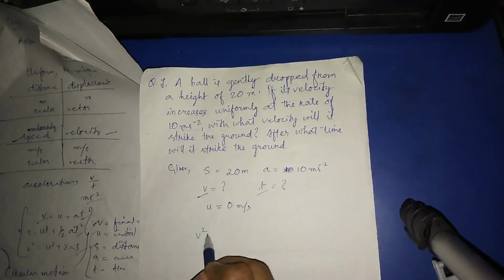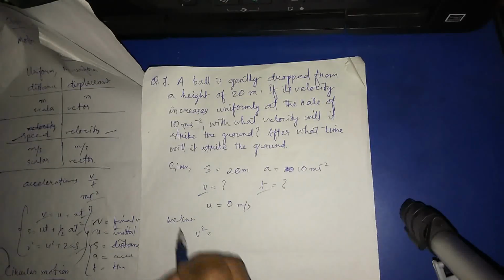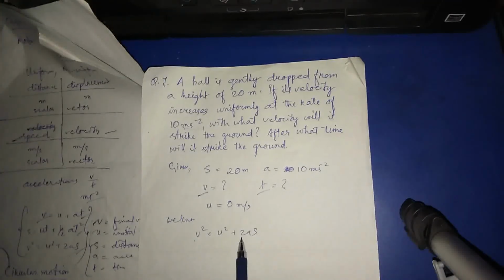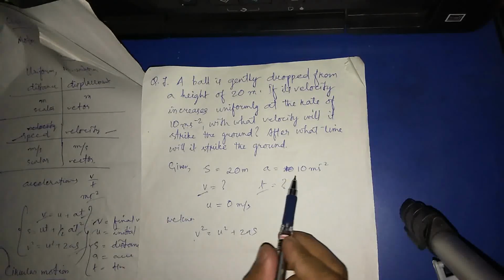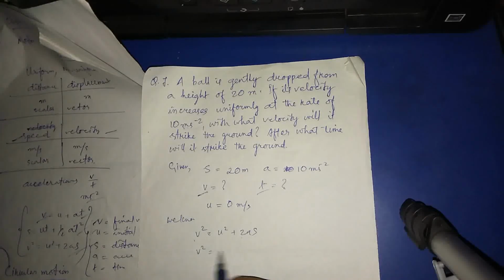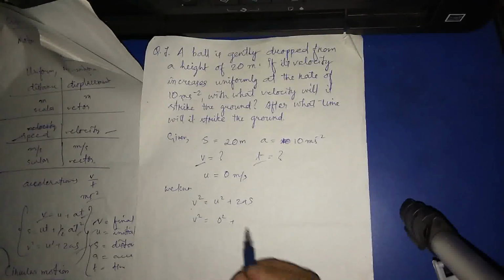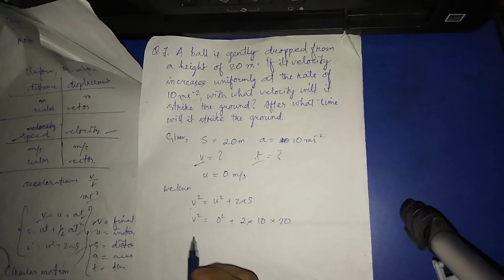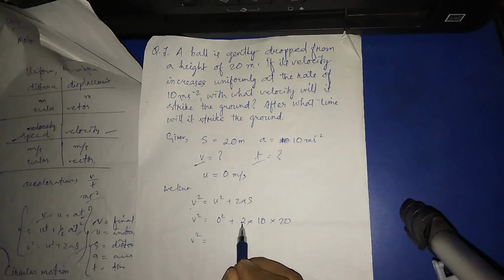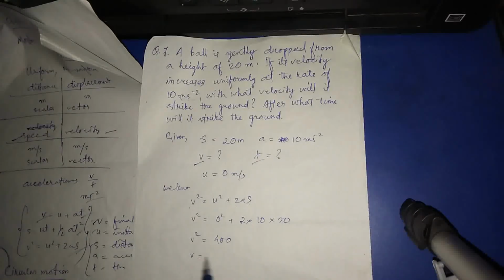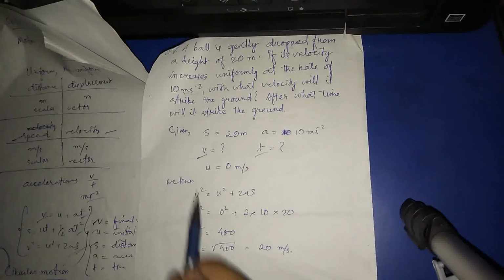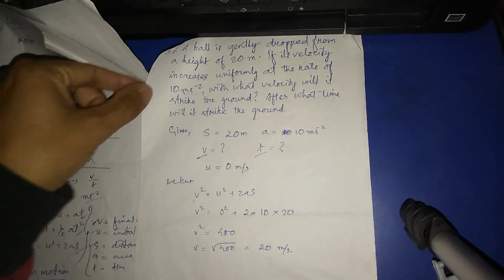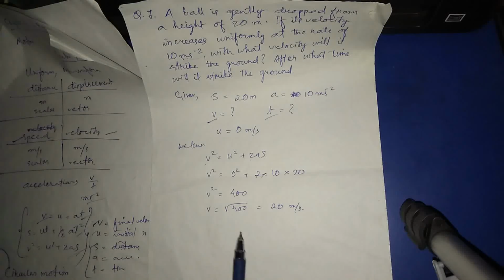Okay, you can try the second one also, but I'll go with the third one. So v square equals u square plus 2as. You see, v square we are asked to find, u we know, a value we have, and s value also we have. So v square is equal to 0 square plus 2 into a, which is 10, into s, which is 20. So 400. So v equals root over 400 equals 20 meter per second. So our v we got is 20 meter per second.